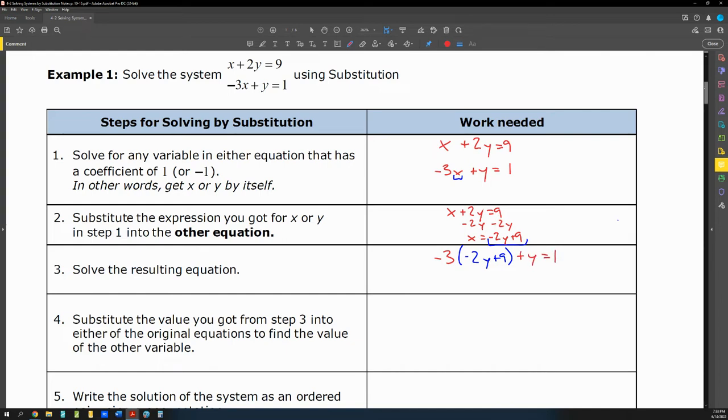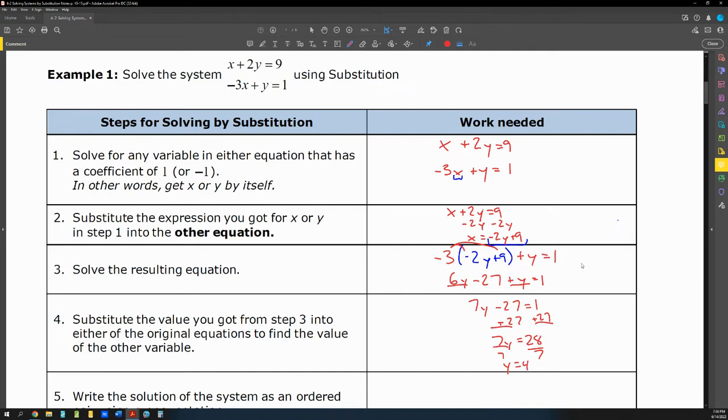Okay. From here, we can solve for y. We've got a single equation with a single variable. So distributing the negative 3, we get a positive 6y. And negative 3 times positive 9 is negative 27. And then plus y equals 1. Combining like terms, 6y and 1y gives us 7y, minus 27 equals 1. And then adding 27 to both sides gives us 7y is equal to 28. And last step, dividing both sides by 7, we get y is equal to 4.